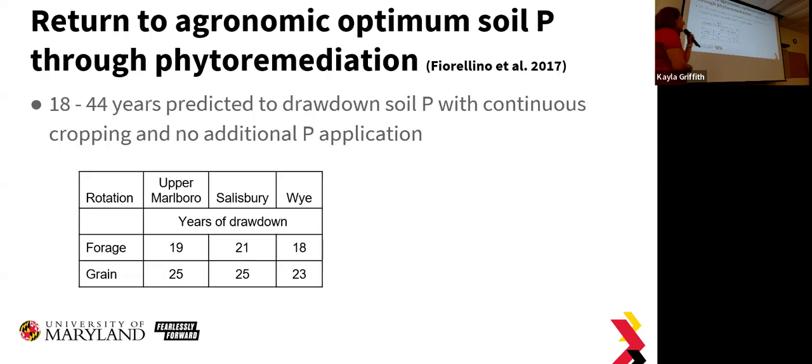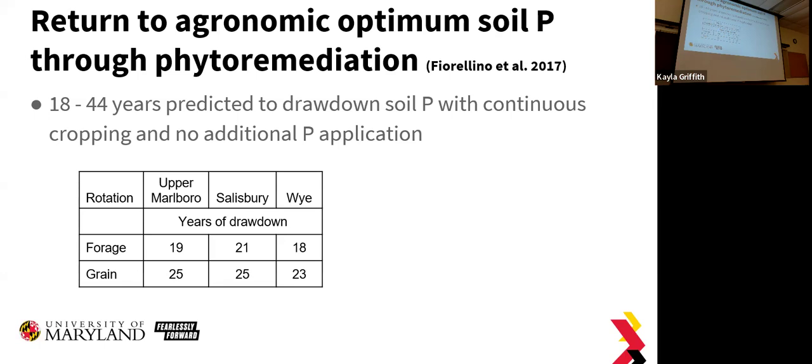I have been fortunate enough to inherit a long-term phosphorus drawdown project that was started back in the 90s when I was in like 2nd grade. We have been doing this project for a long time. These fields are still in existence. I'm still growing corn and soybean, and we have not applied phosphorus to these soils since 2001. We add all of the other nutrients, we lime, we just do not add phosphorus.